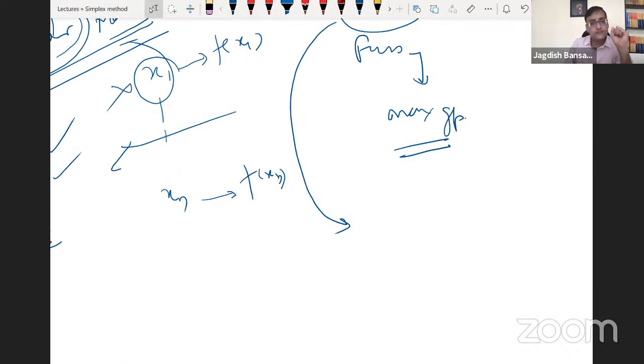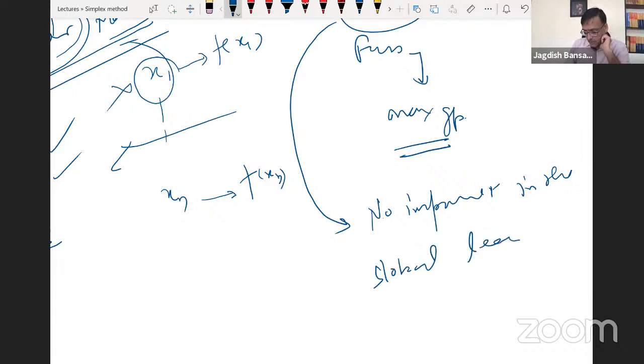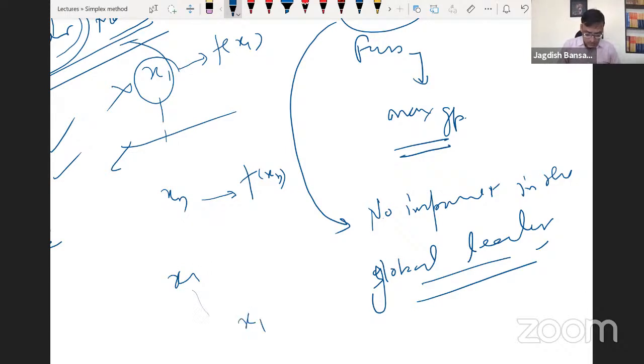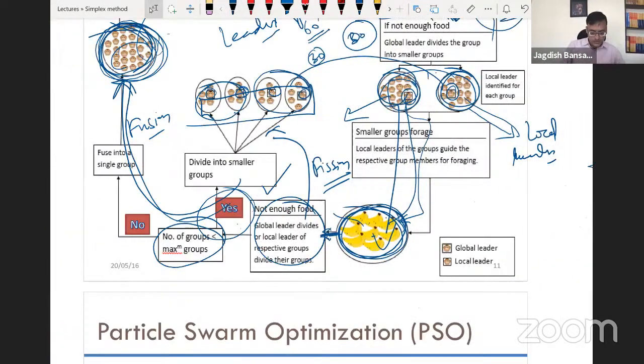So in our case, we have defined it with no improvement in the solution, in the global leader or the leader, right? If the best solution is not updated, means if X1 is the best solution, and in the next iteration you are not getting any other solution which is better than X1, then we say that the solution is not improved. Whatever the best solution available, it remains the same. X1 is the same solution, right? If the optimal solution is not improved, then we call it a time for the fission, right? This is the way we define the conditions for this fission and fusion.